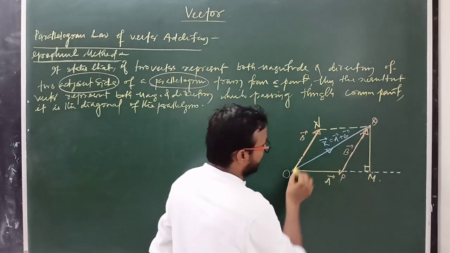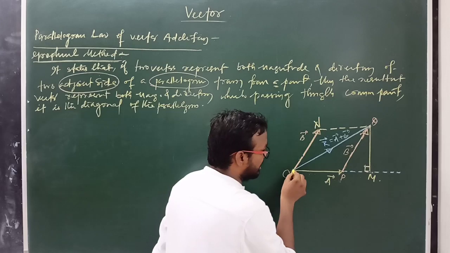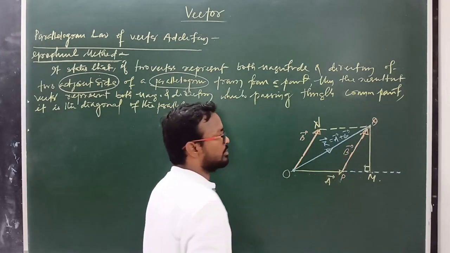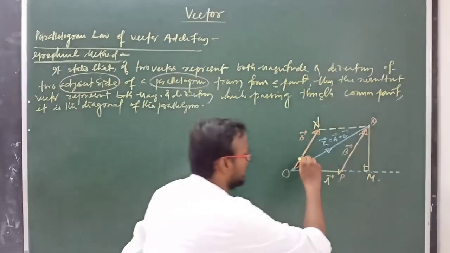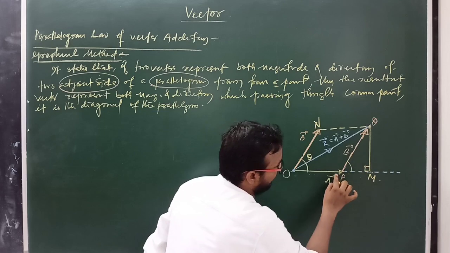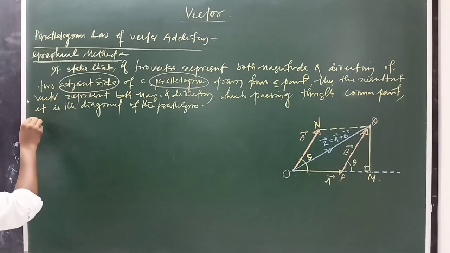Clear? A vector and B vector are two adjacent sides of a parallelogram. Then the diagonal of the parallelogram which passes through this common point consists of both magnitude and direction, and here the angle between the two vectors A and B is theta, which is equal to theta degrees. Now come to the analytical method.